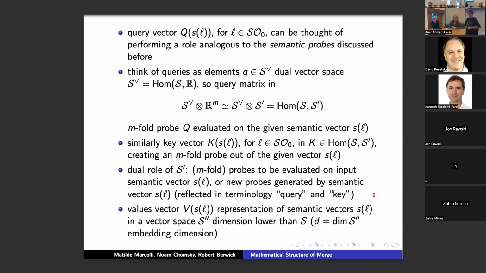Okay. And now the last thing, the values: that's simply something that allows you to lower the dimension of the ambient semantic vector space or semantic relations that you're looking at. You map your items, your semantic vectors, down maybe to some projection. So that's what the values do.